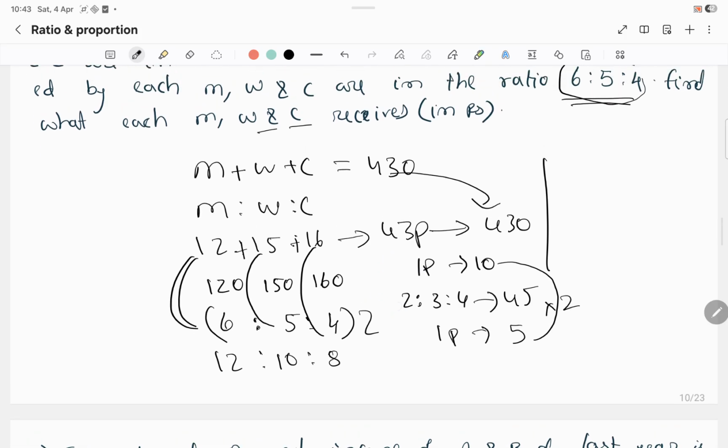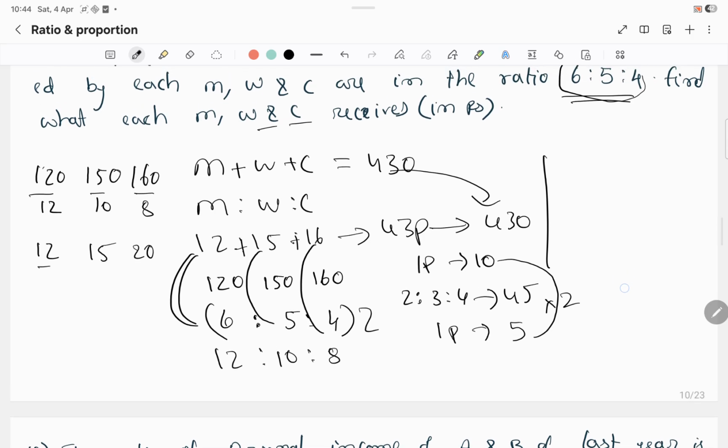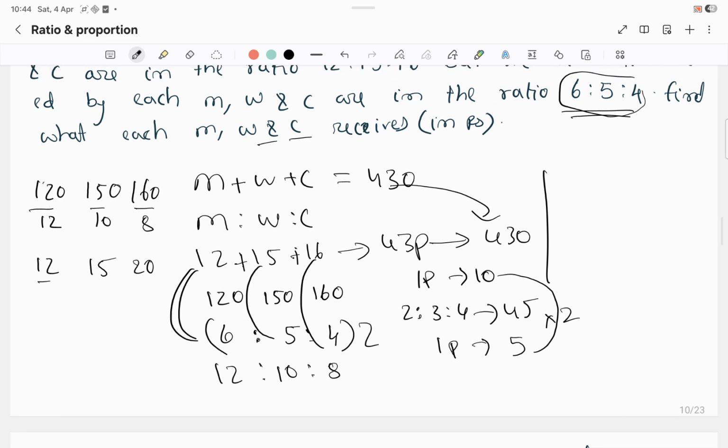If you want to verify, you can verify. See that first 120, 150, 160. Each person is getting 12, 10, 8. So this is 12, this is 15 and 8 20s. Take the ratio. Will they go by any number? No. 12 is to 15 is to 20. Can we divide by any number? 6 is to 5 is to 4. So this will go by 2, the given ratio.